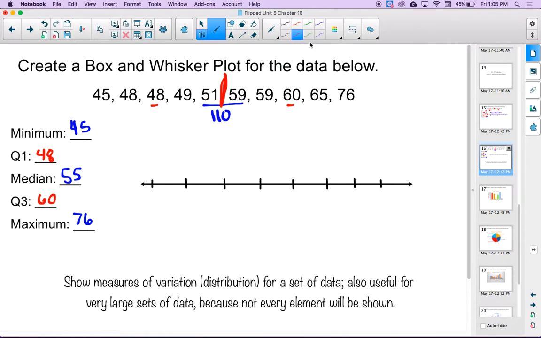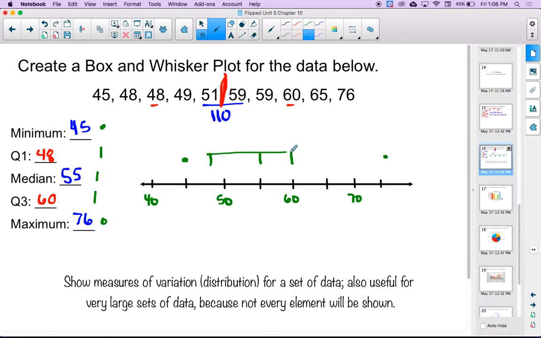Remember when I plot these, the minimum and the maximum get plotted as dots, and the three quartiles get plotted as vertical lines. So let me number this quickly. 40, 50, I'm going to skip them in between, do this quickly. 60, 70, so this would be 45, 55, 65, 75. All right, so 45 is going to be right here. 48 is about there. 55, 60, and 76.